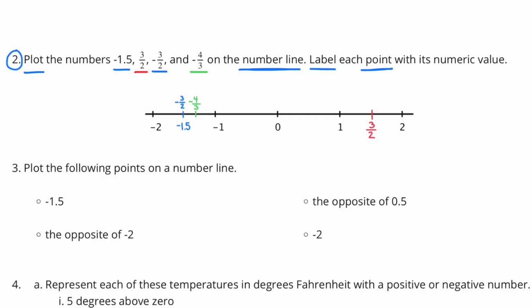Number 2. Plot the numbers -1 and 5/10, 3/2, -3/2, and -4/3 on the number line. Label each point with its numeric value. Since -1 and 5/10 has the same value as -3/2, they have the same location on the number line. To the right of it, or slightly closer to 0, would be -4/3, and then on the positive side of 0, we have 3/2. And since 3/2 is the same as 1 1/2, you'll notice that its location on the number line is exactly between 1 and 2.